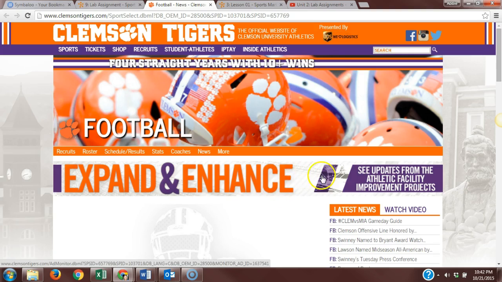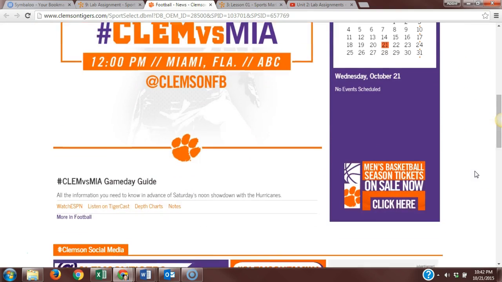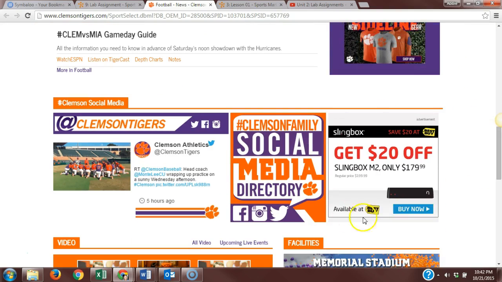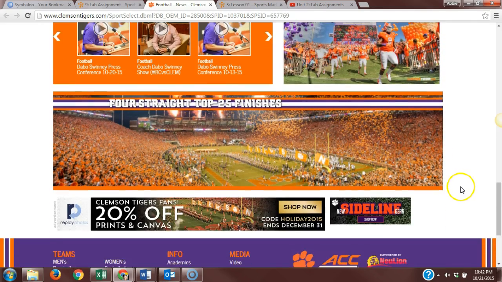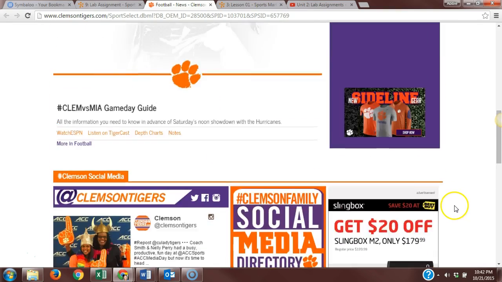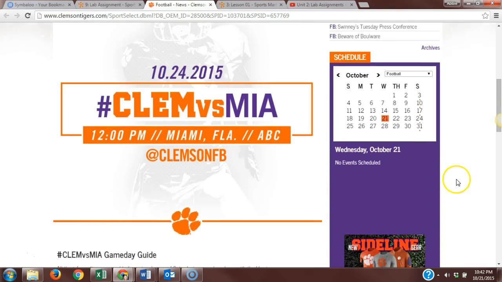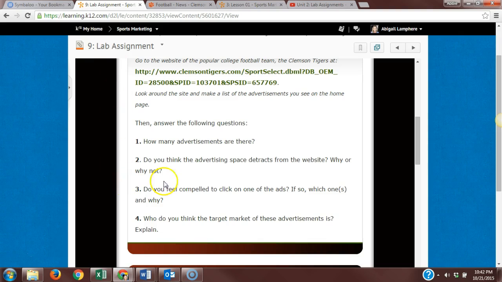So let's check out their website real quick. So this is the Clemson Tiger web page. Scroll through it, look around, and let's see if we find some ads. Here's a couple ads coming through. And here's some more ads down here. Go through and count and see how many ads you can find. There's another one in this bar here. And then respond to these questions.